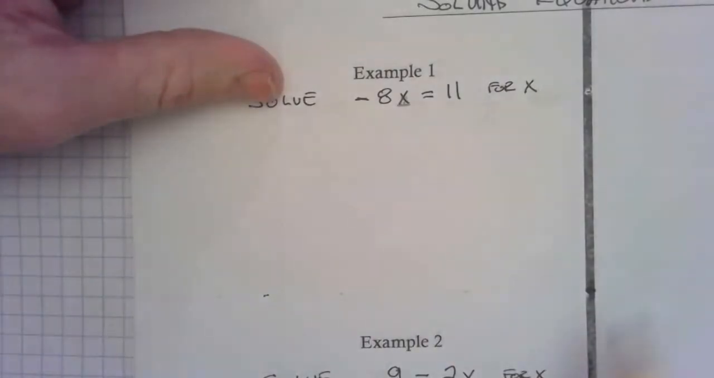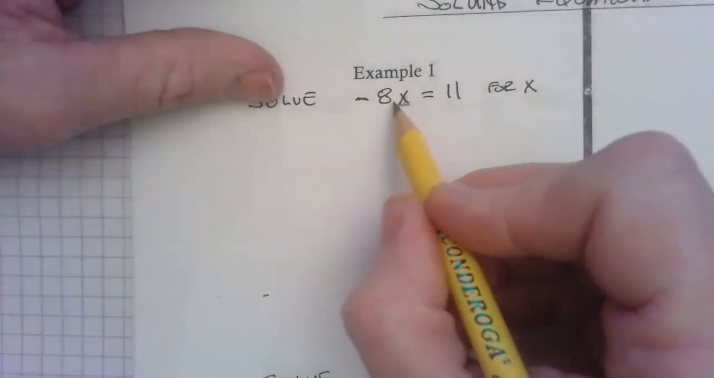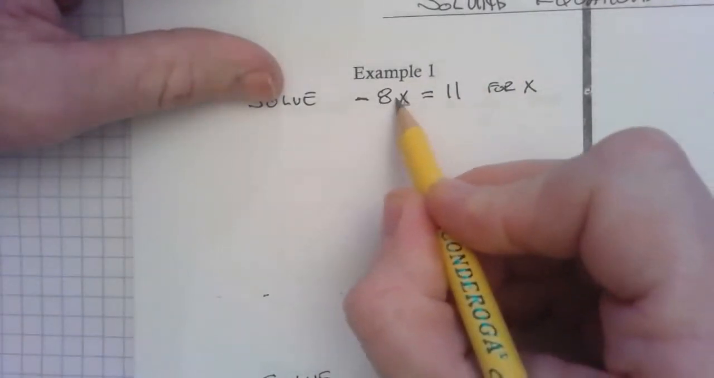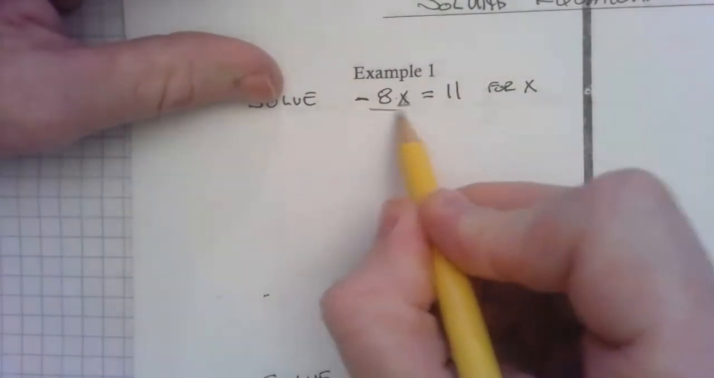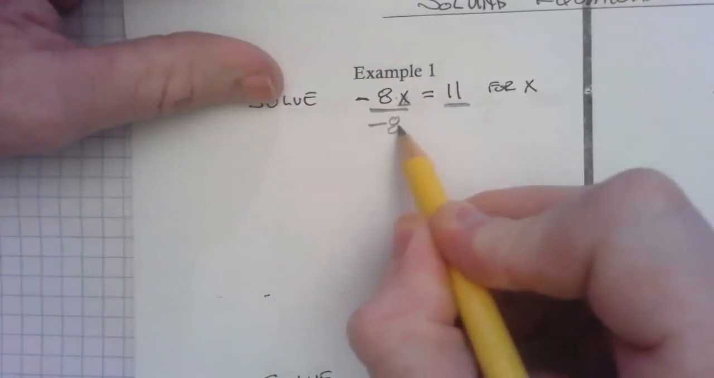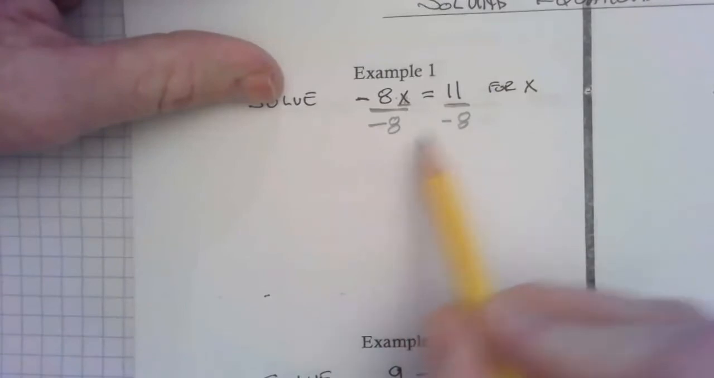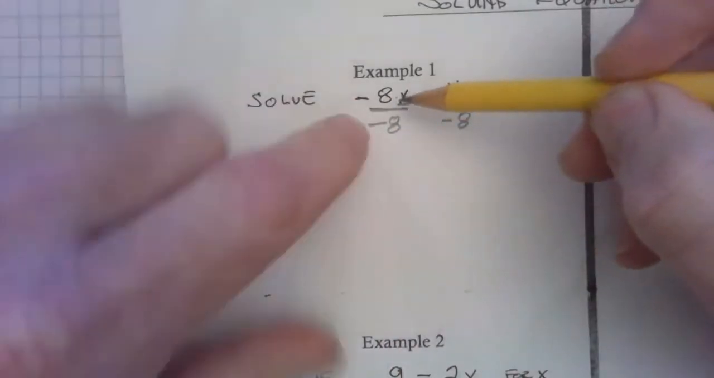I use x in all these just to be consistent, but it doesn't have to be x. It could be any letter. So for example, negative 8 is being multiplied times x. So to get rid of it, I do the opposite. I divide both sides of the equation by negative 8. Why not 11? Well, because I want to get rid of this negative 8. And by getting rid of it, this is what I do.